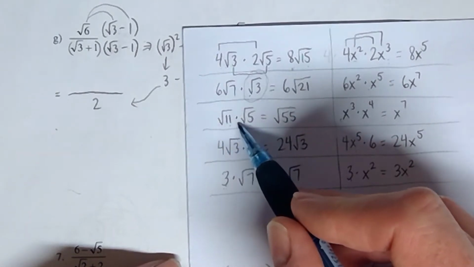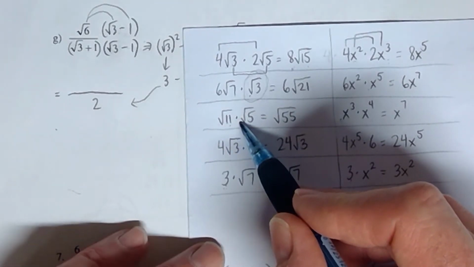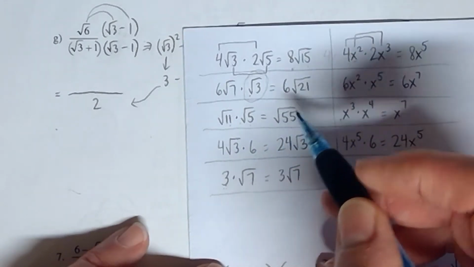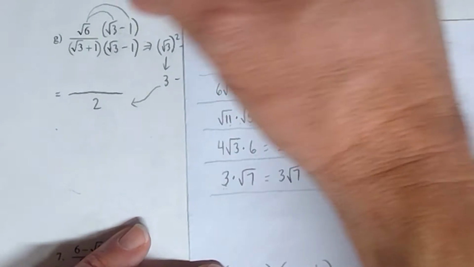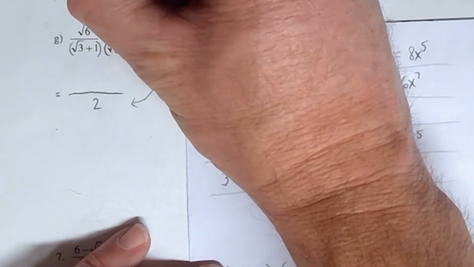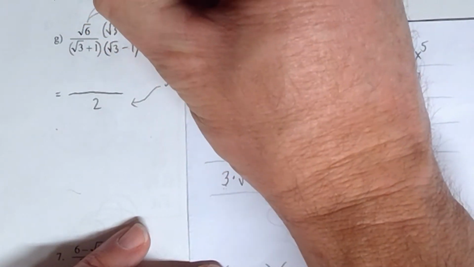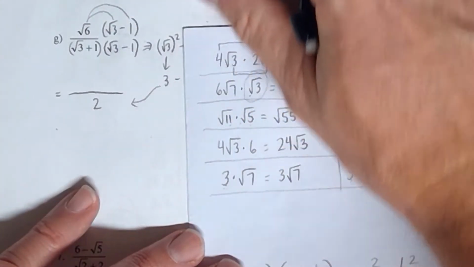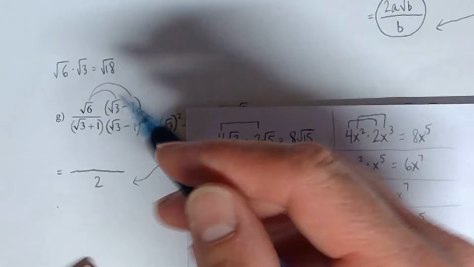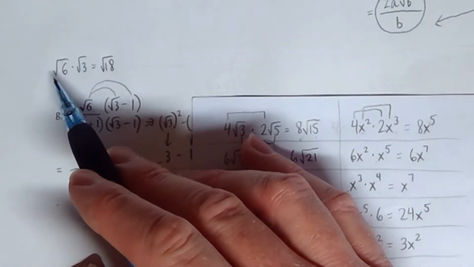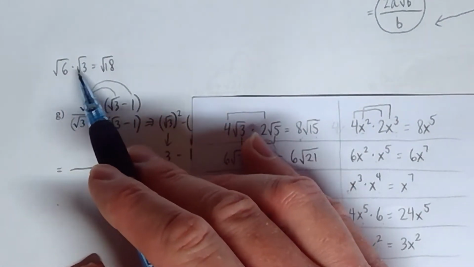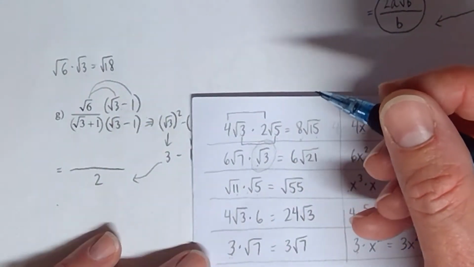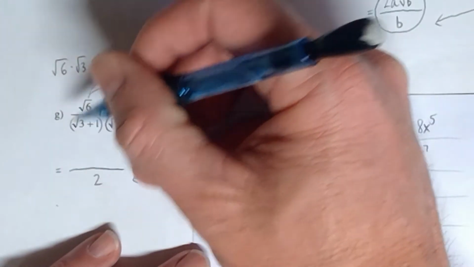If there's nothing in front of either radical, then you just multiply inside times inside equal to inside. Same thing here. Square root of 6 times square root of 3 is square root of 18, isn't it? There's nothing on the outsides there, so we just do inside times inside equal to inside, and we get square root of 18.